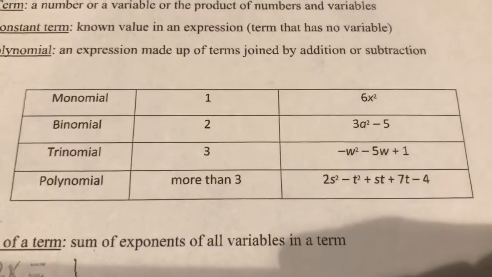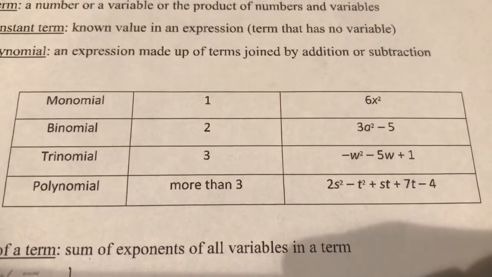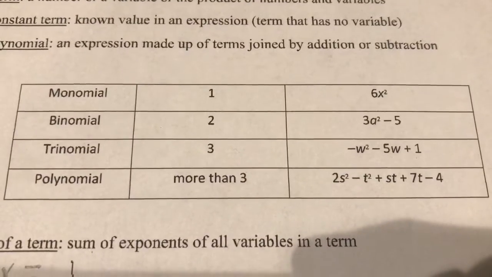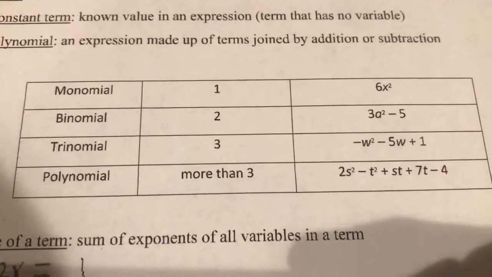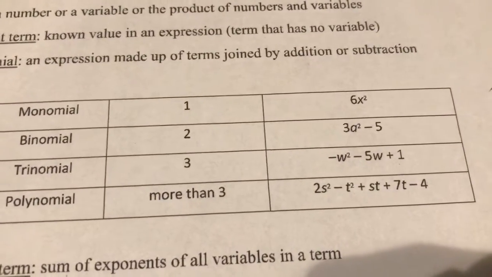Third, trinomials has three terms in an expression. Negative w squared minus 5w plus 1. And last, polynomials, it has more than three. So for example, 2s squared minus t squared plus st plus 7t minus 4.